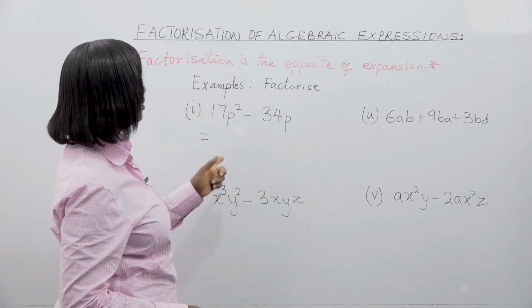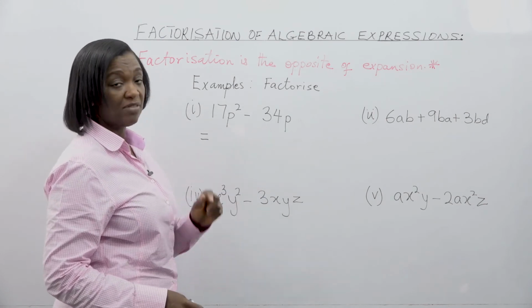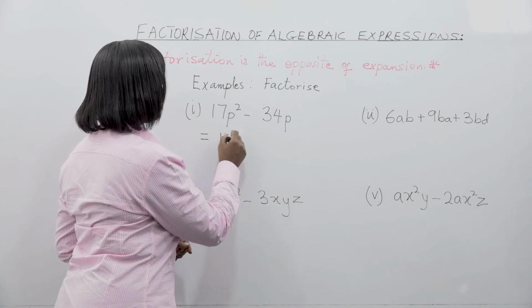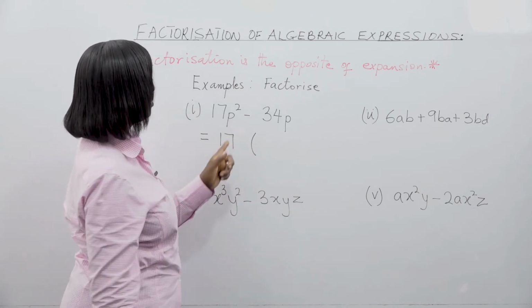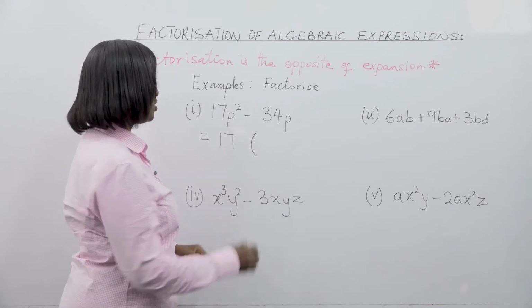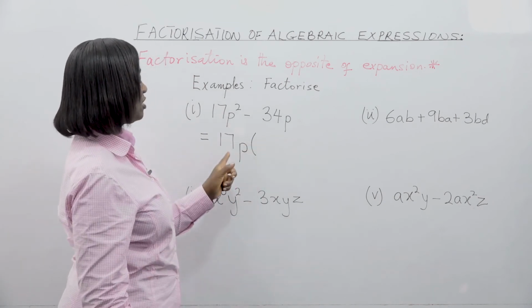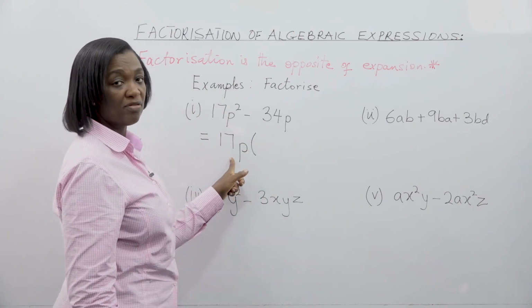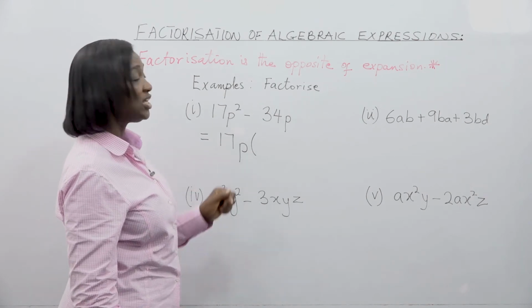What is common? Double 17 is equal to 34. So 17 is common. We factorize it out. And then we have p squared here, and we have p. So p is also common. So we divide each of these terms by the highest common factor, which we have found. The highest common factor here is 17p.